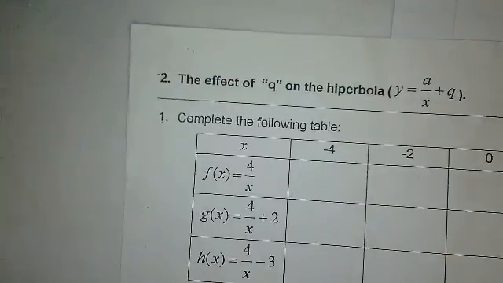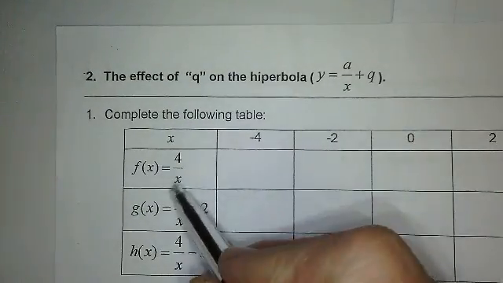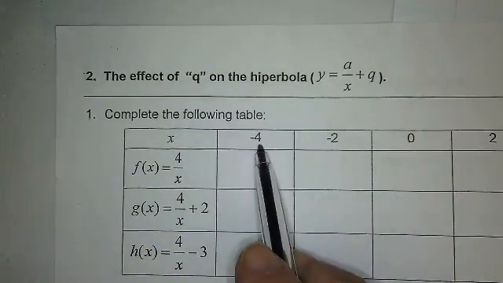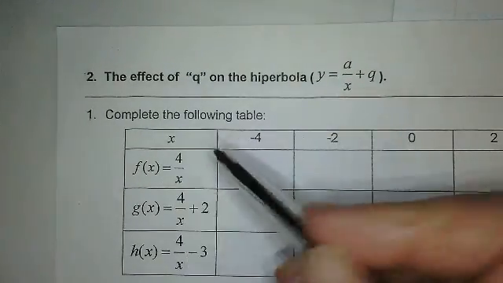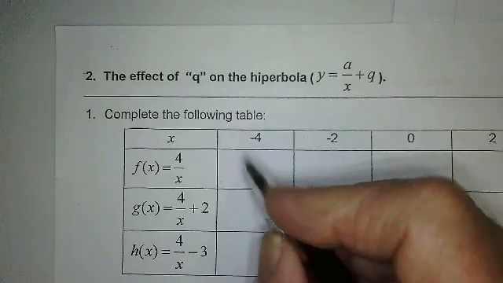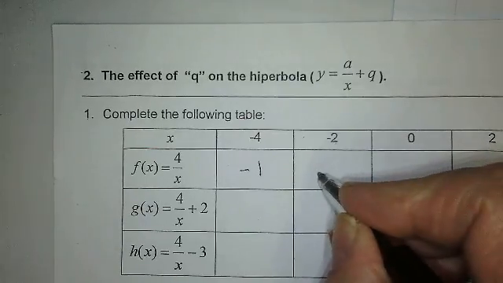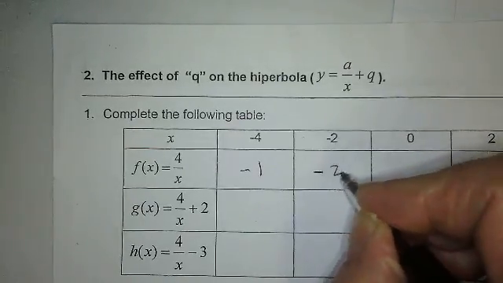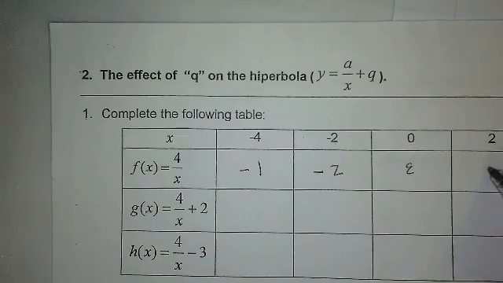Right, let's have a look at your homework then. If we must look at the effect of the q, what you must do here is that's your x value, so you substitute it into the x. So 4 divided by that, it's negative 1. If I take that and you divide, that's giving you negative 2. Divide by 0, it's an error. Divide there by 2, it's 2. Divide by 4, it's 1.